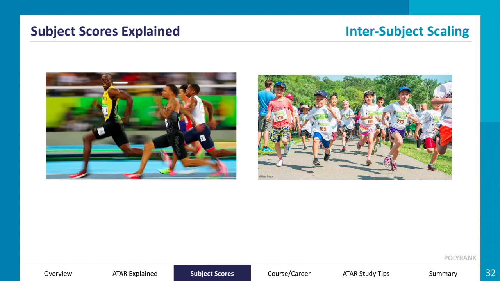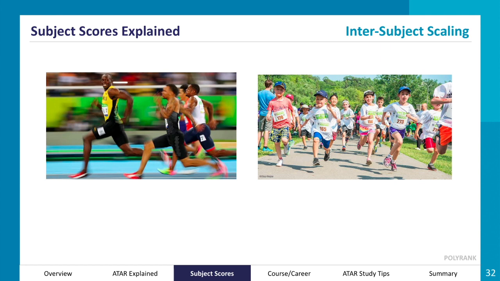The only thing that's different here is the competition. Now, let's say that in your race, you run the 100 meters in 12 seconds flat. Good for you. But that places you last in that particular race. Whereas in the second race, your friend also runs the 100 meters in 12 seconds flat. Good for them. But that places them first.